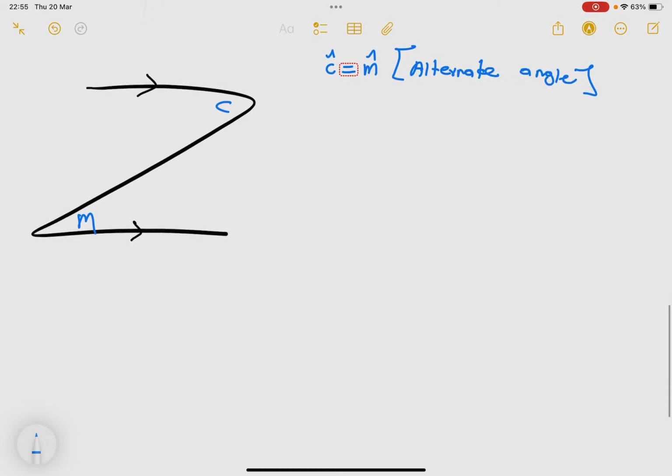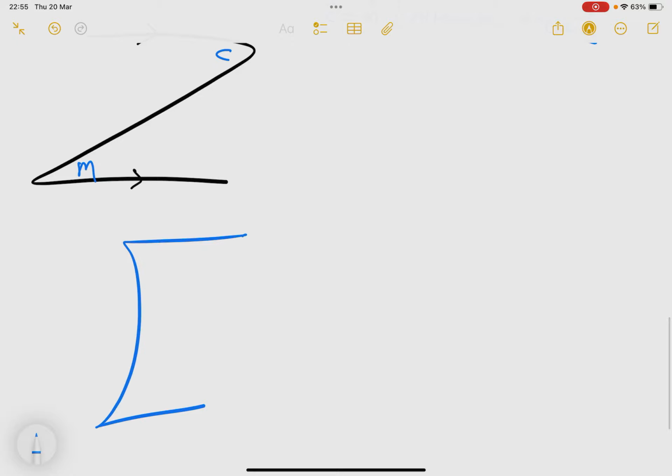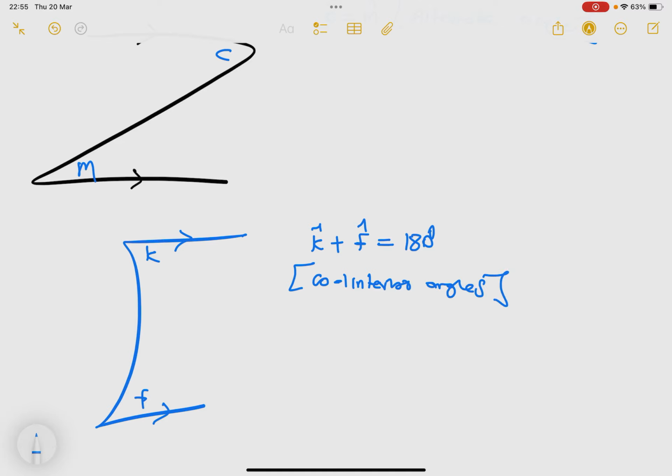And then let's look at the C shape right here. So if these two are parallel, we know that K and F, so we're just gonna say that the angle K plus the angle F actually adds up to 180 degrees. And the reason for that is because of the co-interior angles, right? That is because of the co-interior angles.